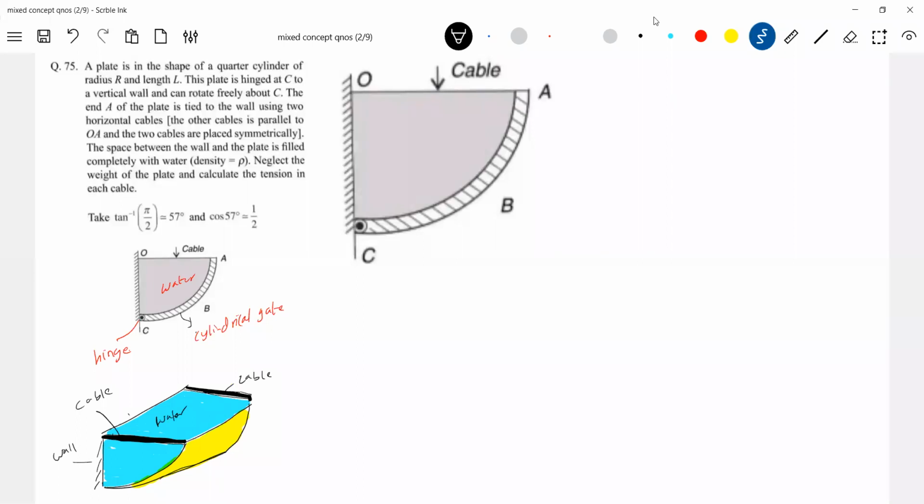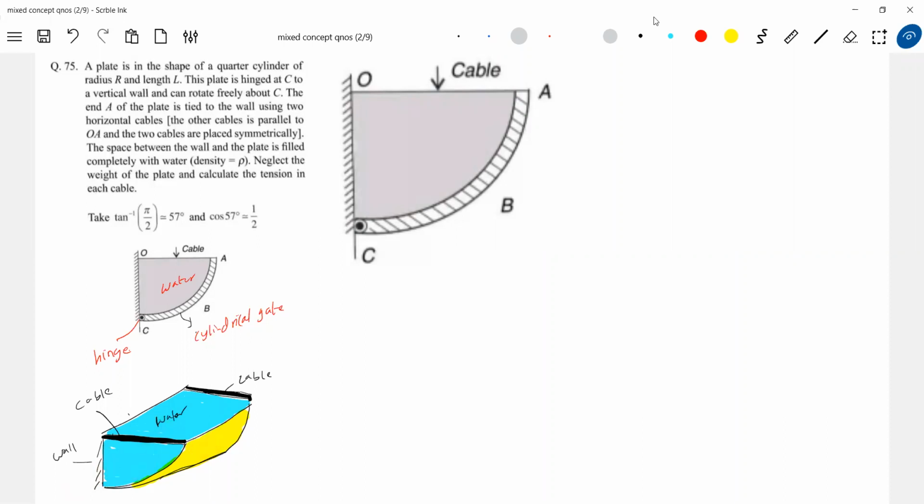We have a quarter. What is the volume of the liquid? The volume of the quarter cylinder is the volume of the water there. There will also be a side wall. Please, I think you must have common sense. If there is no side wall here, the liquid will flow out. To understand the problem, I'm showing it here. Otherwise, the liquid will come out from this side. Okay, let's get into the problem.